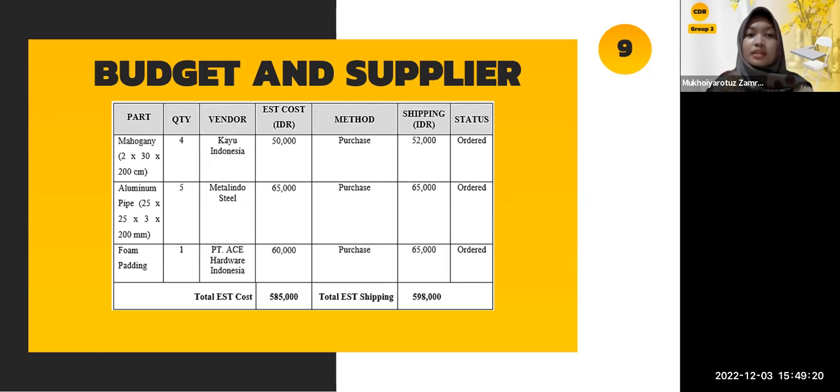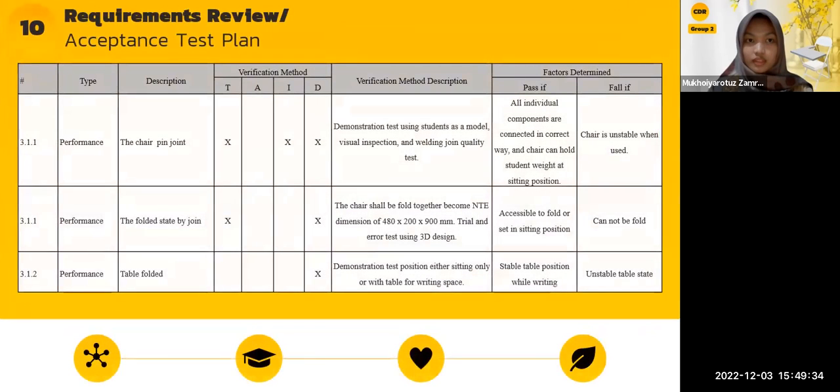For the budget and suppliers, we have 3 main parts of the materials, and the total cost does not exceed our previously defined requirement, which is 600,000 rupiah. For the requirement review or acceptance test plan, here we describe our requirements and also the verification method, and the factor that determines whether our verification method has passed our specific requirement or not.